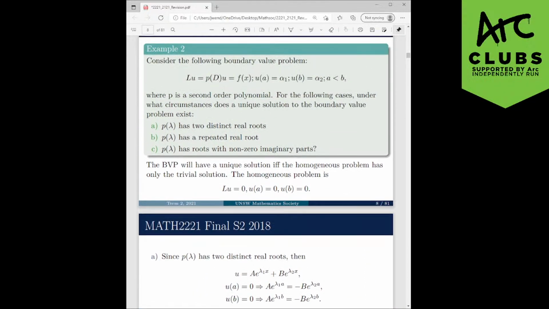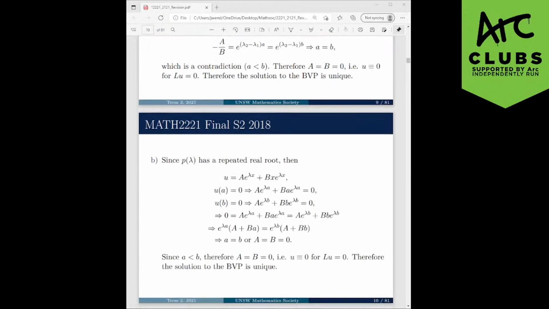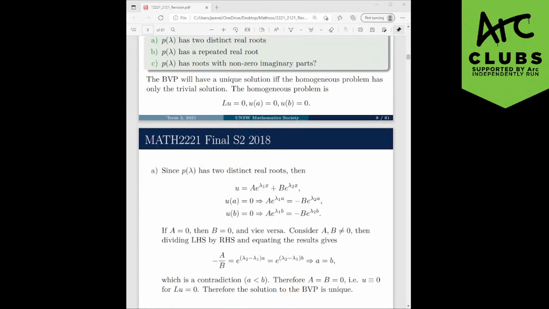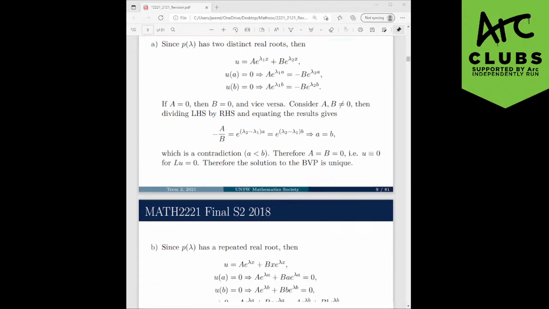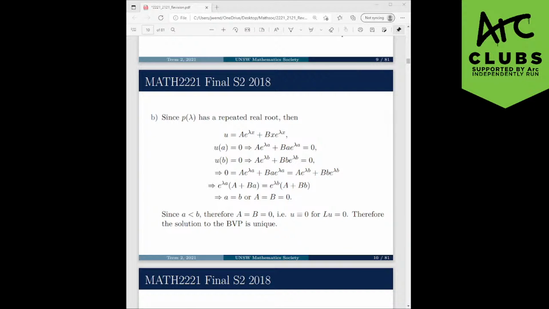And that's part A. The rest of the question pretty much follows the exact same tactic, provided, of course, you'll get different solutions just because of the different setups of the questions. So in part B, when you know it's got a repeated real root, instead of part A's form for the solution, you'll have this form, where lambda is the repeated real root. So U equals A e to the power of lambda x plus bx e to the power of lambda x.